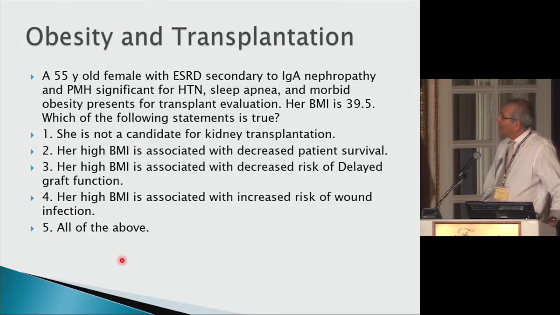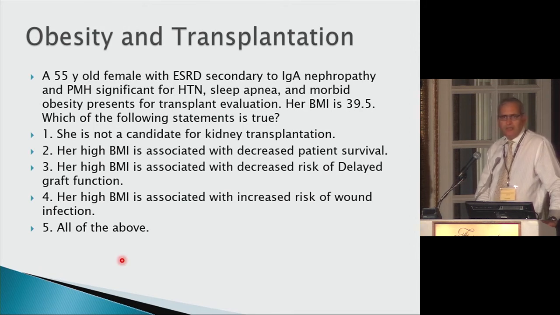So obesity and transplant. Let's say you have a 55-year-old female with end-stage renal disease secondary to IgA nephropathy and a past medical history significant for hypertension, sleep apnea, and morbid obesity. She presents for transplant workup, BMI is 39.5. Which of the following statements is true? She's not a candidate. Her high BMI is associated with decreased survival, high BMI is associated with decreased risk of delayed graft function, high BMI is associated with increased risk of wound infection, or all of the above.